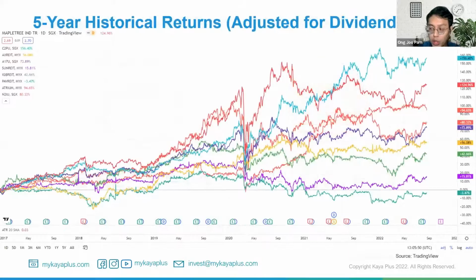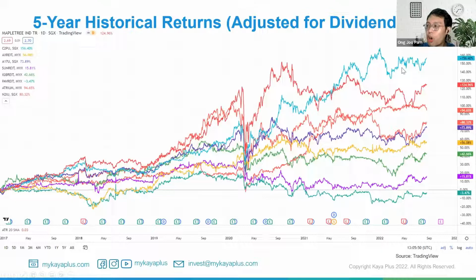So if I were to nitpick and choose some very good REITs from Malaysia and also Singapore, and I compare them on a 5-year historical return, I plot them from the start of 2017, right, to 2022. So 5 years back, the 1st of January, every REIT has the same starting point. And up to today, what are the returns of these REITs? So this is adjusted returns with dividends adjusted, meaning to say that all the capital gains and the dividends add up together, which REIT is actually giving you the higher returns.